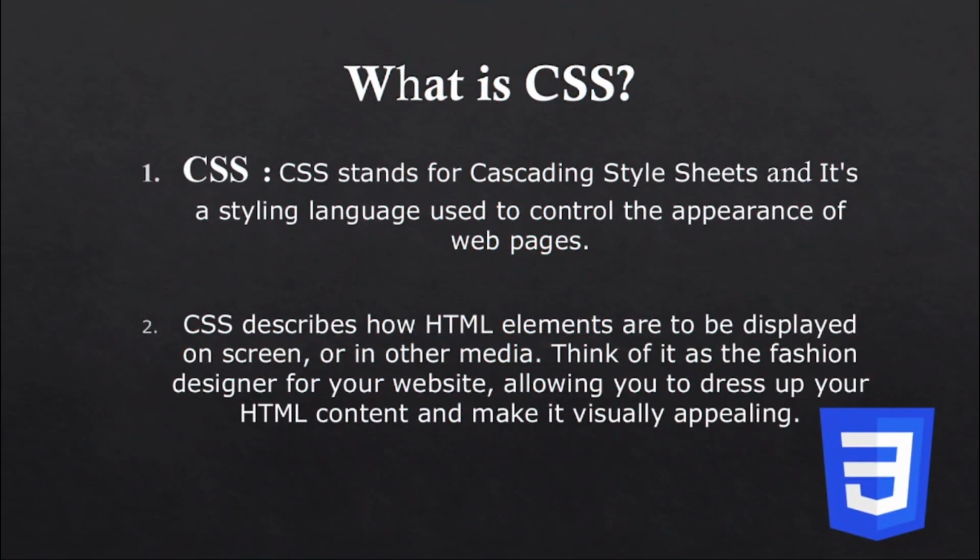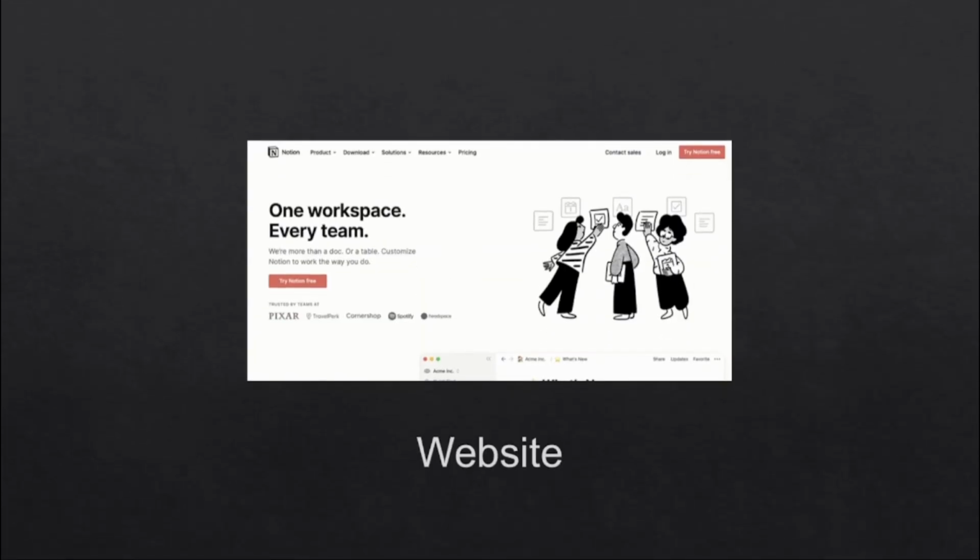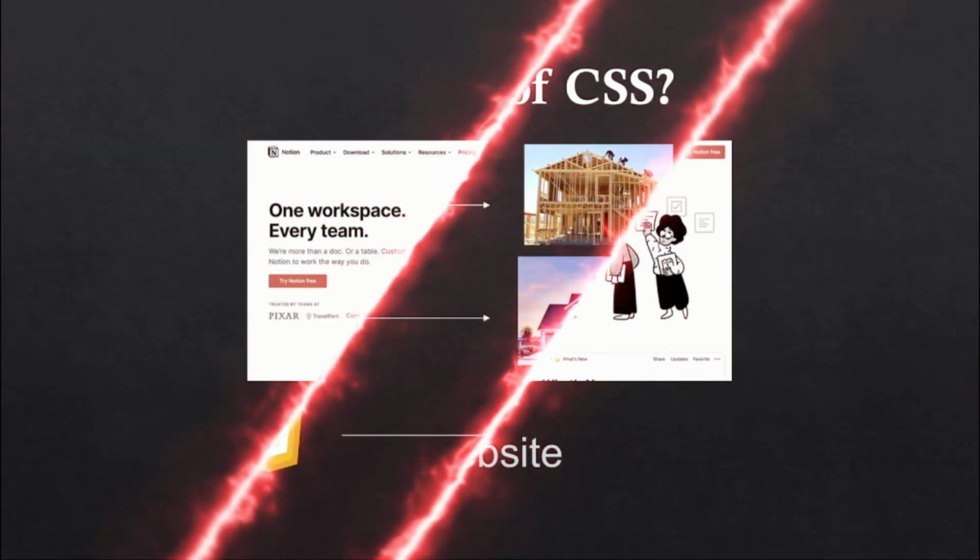Let's start the video. CSS stands for Cascading Style Sheets. It's a styling language used to control the appearance of web pages. CSS describes how HTML elements are to be displayed on screen or in other media. Think of it as the fashion designer for your website, allowing you to dress up your HTML content and make it visually appealing. CSS enhances the appearance and presentation of your web pages.